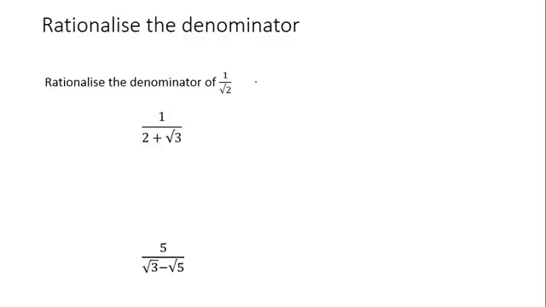For example, if you have a question like rationalize the denominator of 1 by root 2. By rationalize the denominator, we mean that the denominator should be converted to a rational number. In 1 by root 2, the denominator is an irrational number, root 2. To convert this to a rational number, you multiply the numerator and denominator by root 2. So here you will get root 2 divided by 2.